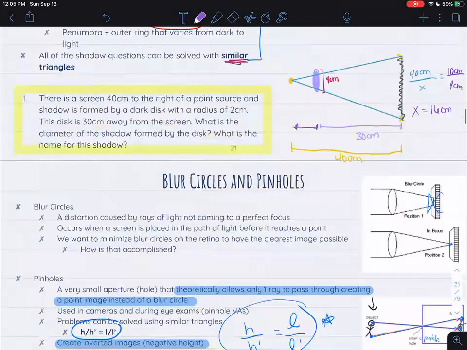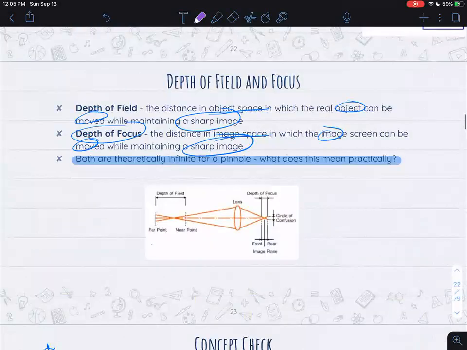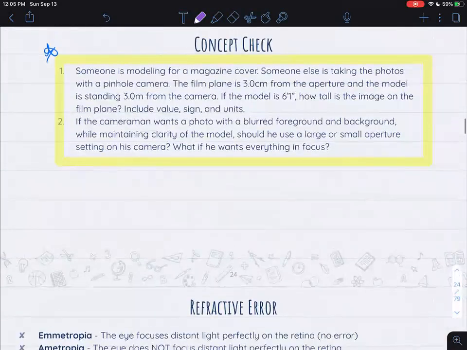So that's that problem. The next problems we were talking about were similar, but this is about depth of field and focus, where we're still going to be using triangles for the most part to do our problems, but with a little bit of added concept. So we're going to draw after I read the problem here. It says someone is modeling for a magazine cover. Someone else is taking the photos with a pinhole camera. The film plane is 3 centimeters from the aperture, and the model is standing 3 meters from the camera.